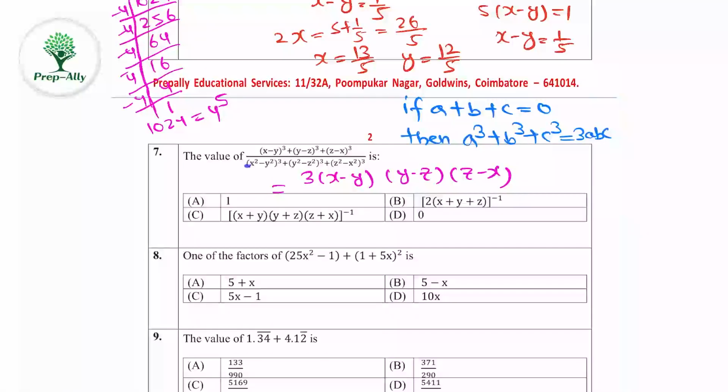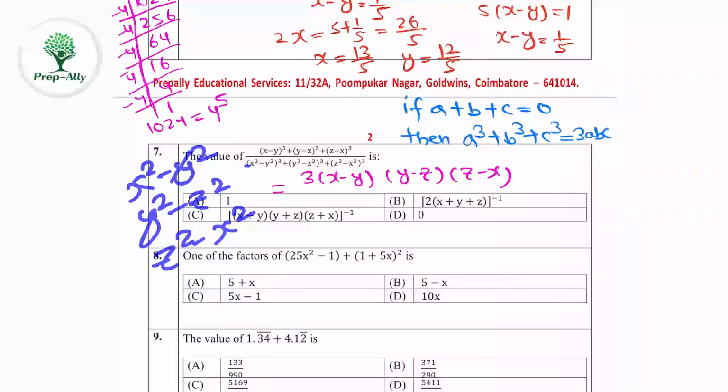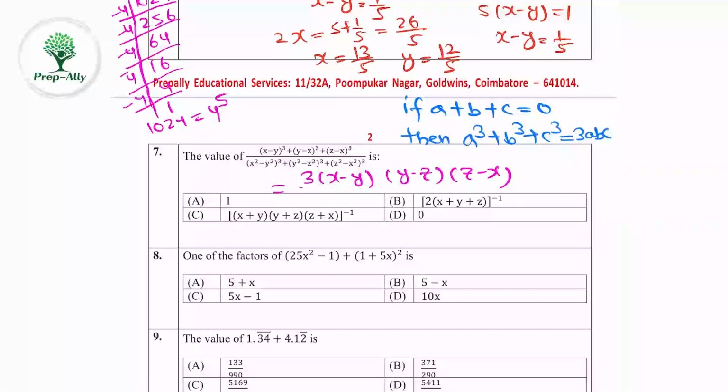Similarly for this one, (x square minus y square), (y square minus z square), (z square minus x square), we can cancel out. Their summation is 0, so again by using this formula we can write this whole thing divided by 3 into (x square minus y square)(y square minus z square)(z square minus x square).